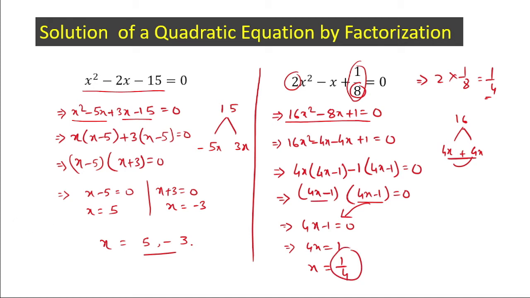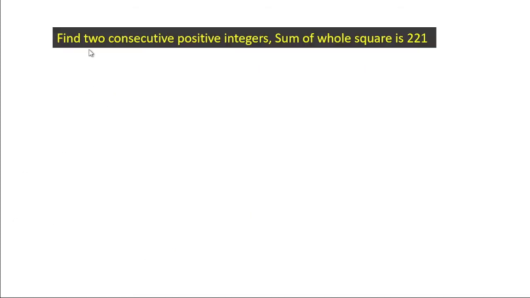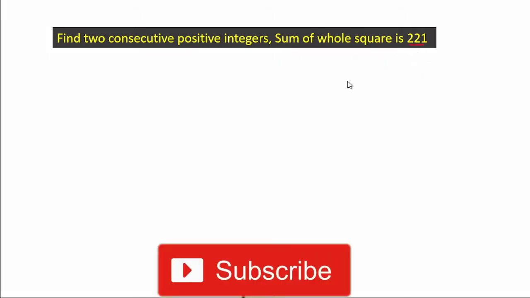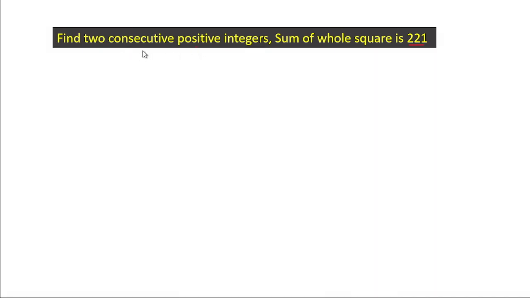Now move to the next slide. In this slide they have given: find two consecutive positive integers, the sum of whose squares is 221. So friends, in this question they have asked us to find the values of two positive consecutive integers, the sum of whose squares is 221.